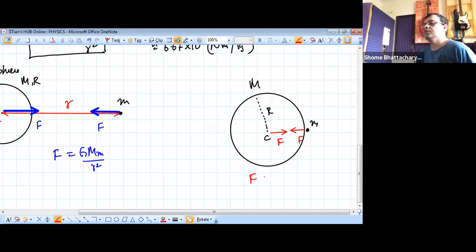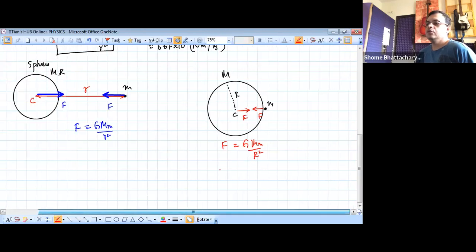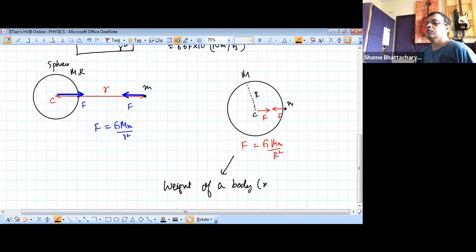This time the force becomes G into product of masses divided by radius square. So for example, when we are talking about weight of any body on the Earth's surface, this is the force we are talking about. Only capital M. So from this you can understand that weight of a body of mass M on the Earth's surface.